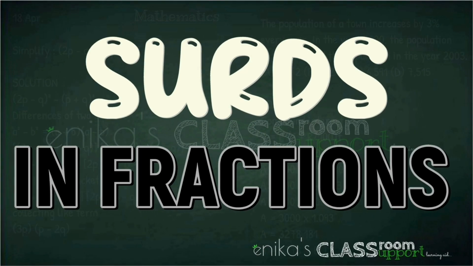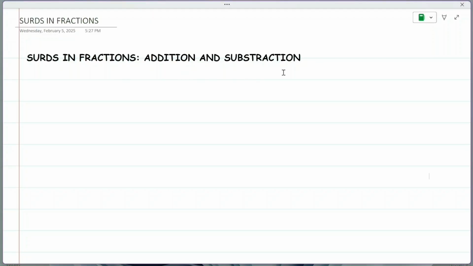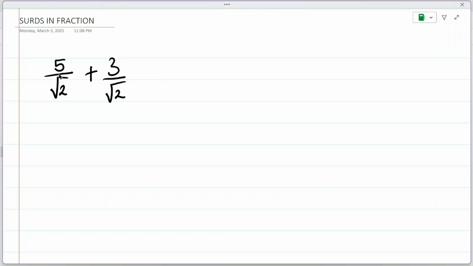Next, we have surds in fractions. We're dealing with addition and subtraction first. Let's take this question where we have 5 over root 2 plus 3 over root 2. The reason why we're taking it is because of the root 2's at the denominator. That's as regards finding the LCM of root 2's.